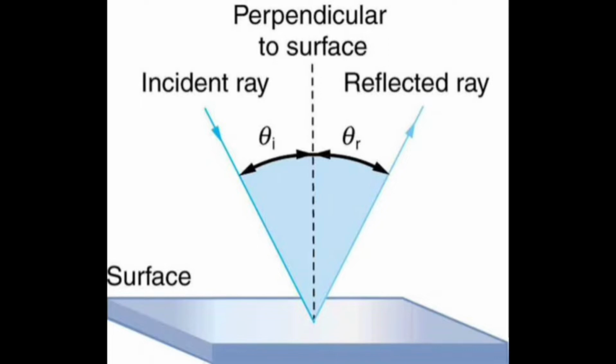reflects light. The law of reflection states that the angle of reflection equals the angle of incidence, or theta r is equal to theta i. The angles are measured relative to the perpendicular to the surface at the point where the ray strikes the surface.